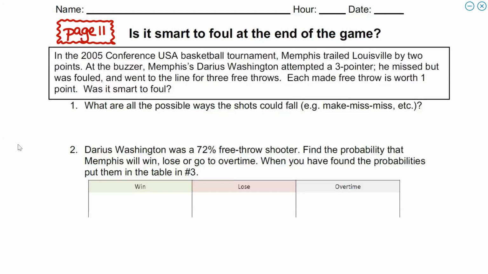How many different options did we come up with? How many different ways of doing it? 8. 1, 2, 3, 4, 5, 6, 7, 8.